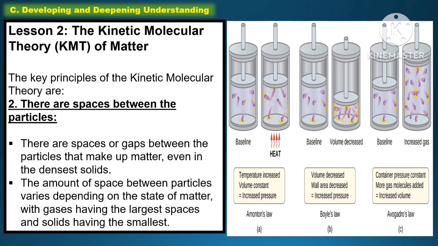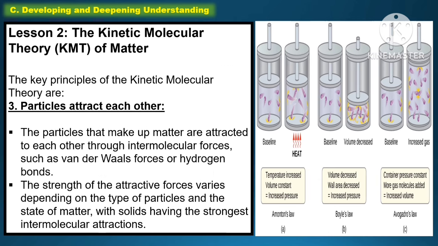The second principle of kinetic molecular theory is the spaces between the particles. There are spaces or gaps between the particles that make up matter, even in the densest solids. The amount of space between the particles varies depending on the state of matter, with gases having the largest spaces and solids having the smallest.